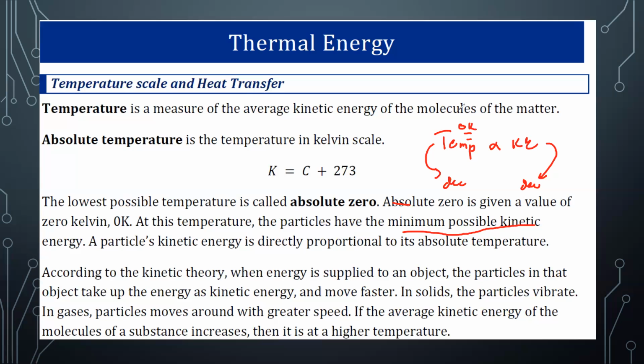According to kinetic theory, when energy is supplied to an object, the particles increase their kinetic energy and move faster. In solids, the particles vibrate. In gases, the particles can move around each other at high speed. And if the average kinetic energy of the molecules increases, the temperature will also increase. So we can relate the temperature with the kinetic energy of the molecules, as well as the speed at which the molecules are moving.